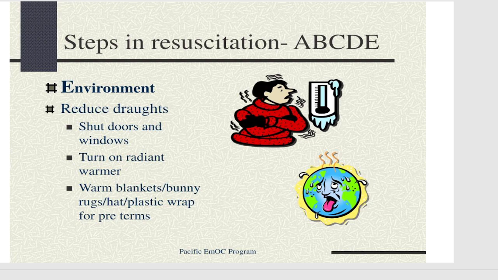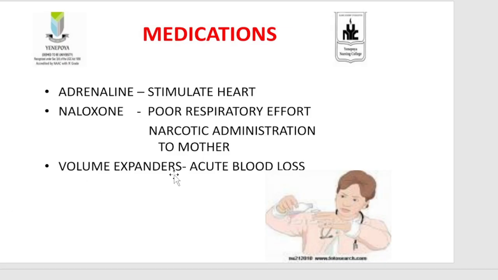And what drugs can be used for children? Especially adrenaline can be given, which stimulates the heart rate. Naloxone is an antidote for the baby, because if the mother has used any sedatives during labor, that sedative effect can cause the baby to be depressed, with a slow heart rate or slow muscle tone activity. To reverse that we have to give naloxone. And volume expanders can be given in case of acute blood loss.